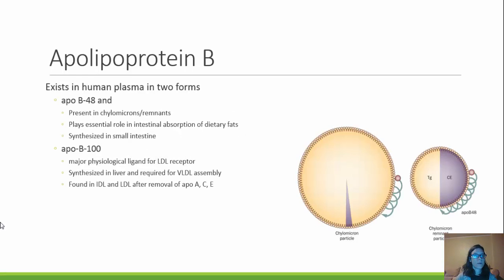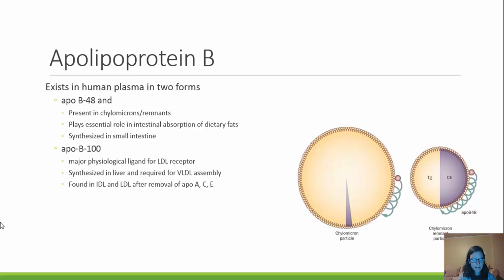Okay, next we have apolipoprotein B, and we have two important forms of that in humans. The first is ApoB48, and we find this largely in chylomicrons and chylomicron remnants. And this apolipoprotein plays an essential role in the absorption of dietary fats and is synthesized in the small intestine. And then we also have ApoB100, which is a major ligand for the LDL receptor in the liver and other tissues.